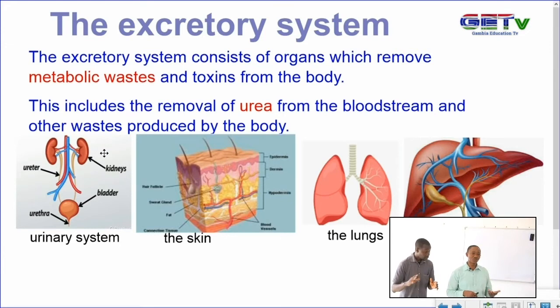Sometimes when some proteins are broken down, you have metabolic waste. Sometimes some tissues of the body are broken down or changed to something, and waste is produced. All this waste, if it stays in the body, becomes toxins or poisons for the body, so it has to be taken out.